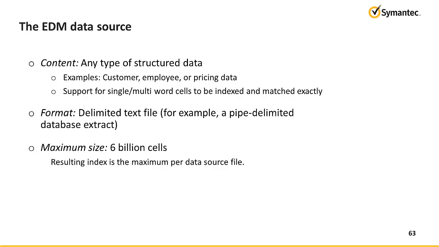The EDM data source content can be any type of structured data. Besides single-word cells, EDM multi-token support adds the ability to index and match multi-word cells exactly, and enables more accurate detection. Whatever the form of the original structured data, in order to create an EDM index, you must save the data as a delimited text file. For example, a pipe delimited database extract, with a maximum size of 6 billion cells.